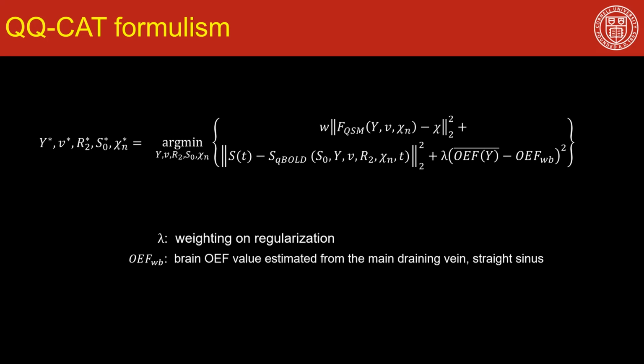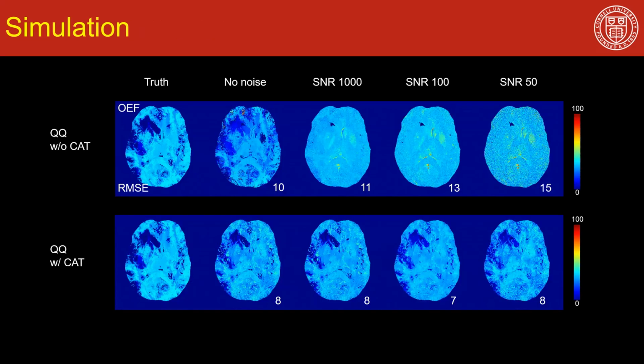We compare QQ with and without CAT in simulation, in ischemic stroke patients and healthy subjects. Here are the simulation results. We simulated a stroke brain with a low OEF area, presumably the stroke lesion, and QQ with CAT can capture low OEF regions at all SNRs, whereas QQ without CAT does not show such a pattern. And QQ with CAT provided a more accurate OEF map with lower root mean square error.